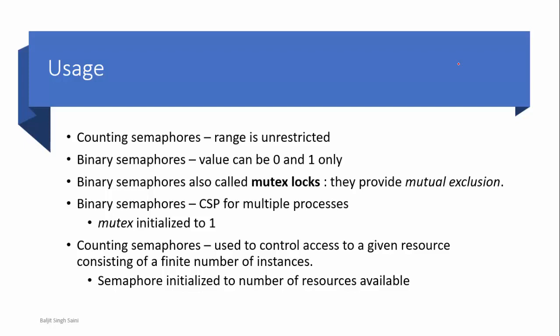Now what is the usage? The example that I have just discussed is the example of binary semaphores. अगर आपके पास एक ही रिसोर्स का एक ही इंस्टांस है, this means what? Only one of the process can use it. This kind of semaphore is termed as binary semaphore. Okay, they're also known as mutex locks. The alternate is counting semaphores.